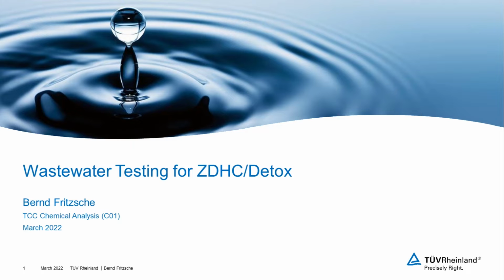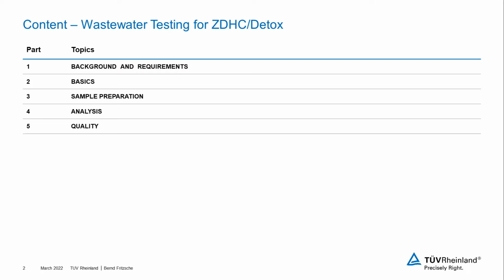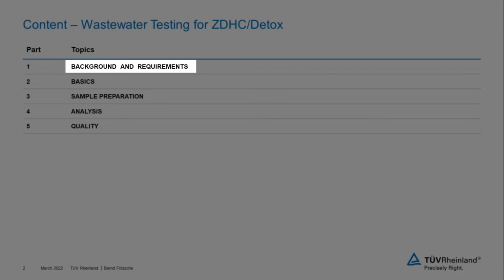This is one of the key elements for our sustainability service. I hope you'll find some interesting information here. We'll break down things as follows. First, we start with the background to understand where the requirements originate from. Then, we move on to basics to cover some general principles of analytical chemistry. Sample preparation is next, followed by analytical techniques as we apply them in the laboratory. Last but not least, also quality should be looked at.